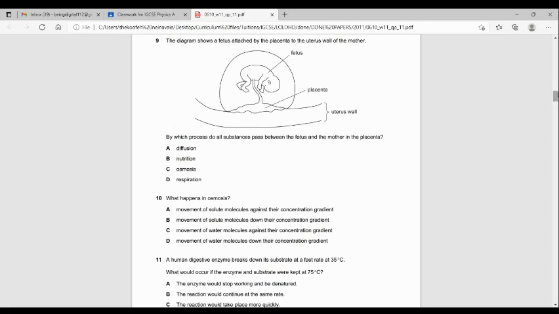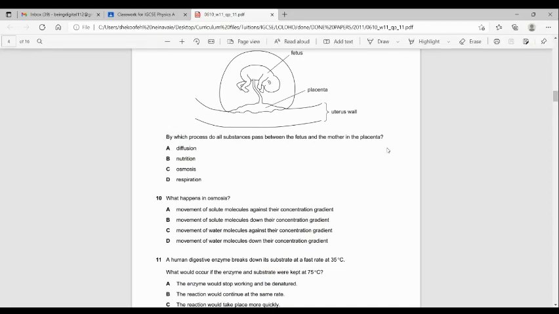Okay. So based on this, movement of the solute molecules against the concentration gradient. It's not against the concentration gradient, and it's not the solute. It's not the solute movement. I told you, in osmosis, water molecules move. So I just skip A and B and go directly to C and D. Either C or D is the answer.